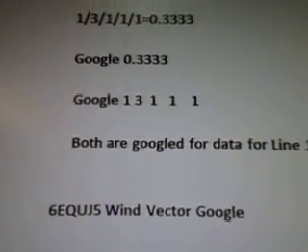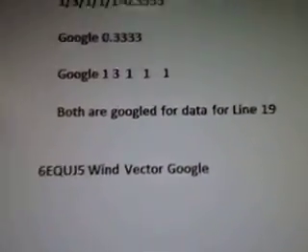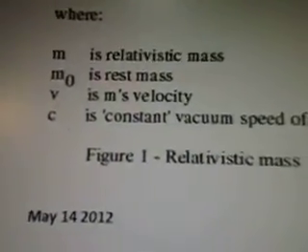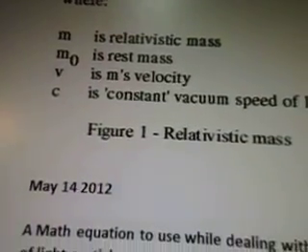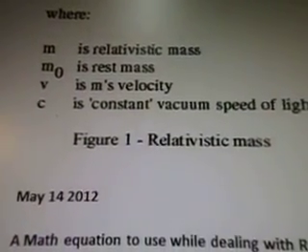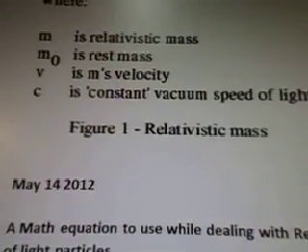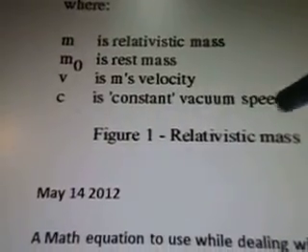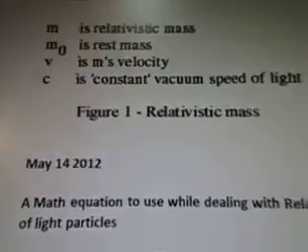When I Google these numbers, these are the research terms and keywords that come up. So we're going to Google 6EQUJ5 wind vector. And this is what comes up: this equation here. And it says where m is relativistic mass, m0 is rest mass, v is m's velocity, c is the constant vacuum speed of light, relativistic mass. Now the interesting thing is all these keywords, every single solitary one of them, came up in the Wow signal from lines 1 to 19.